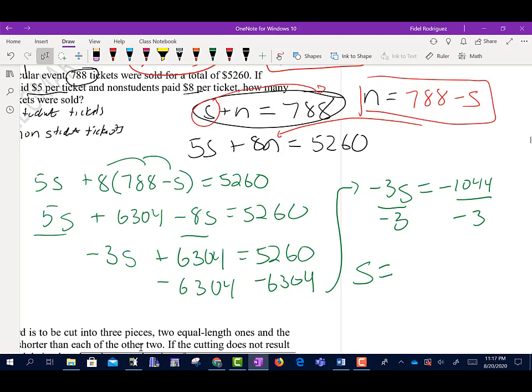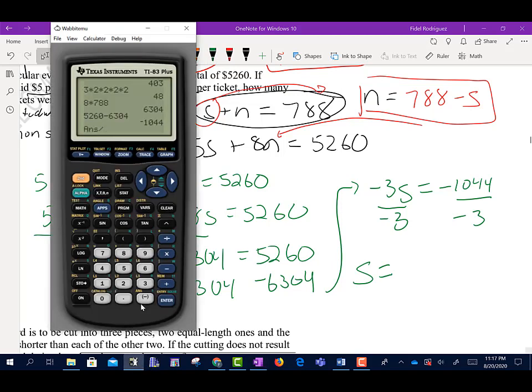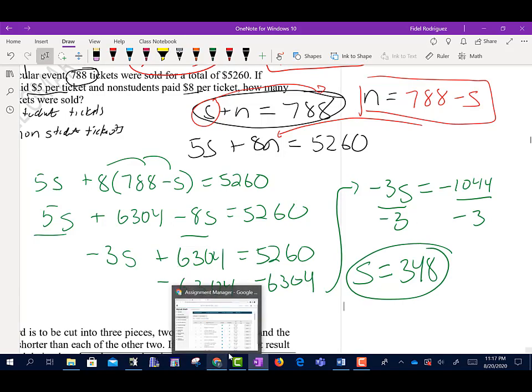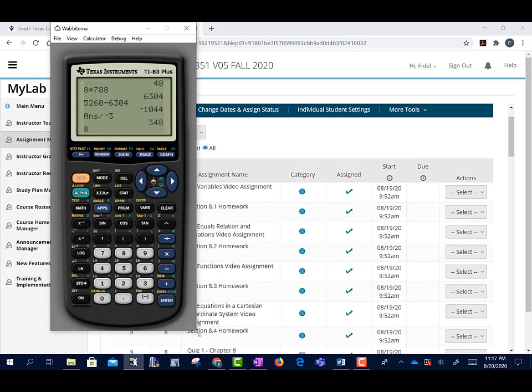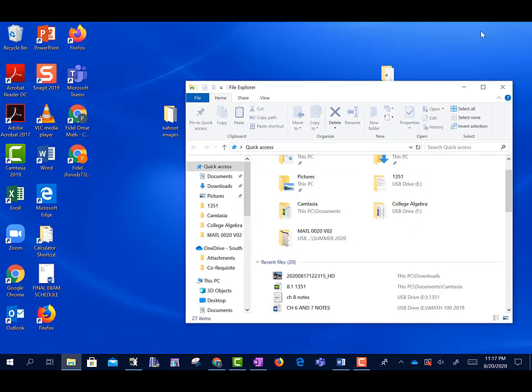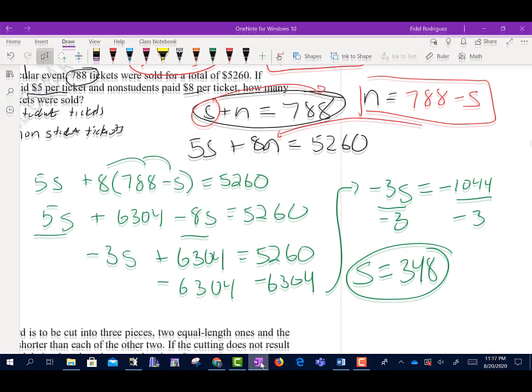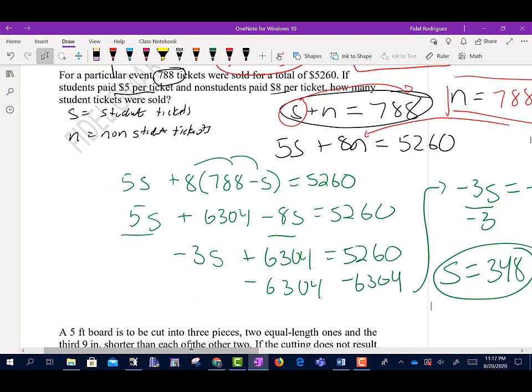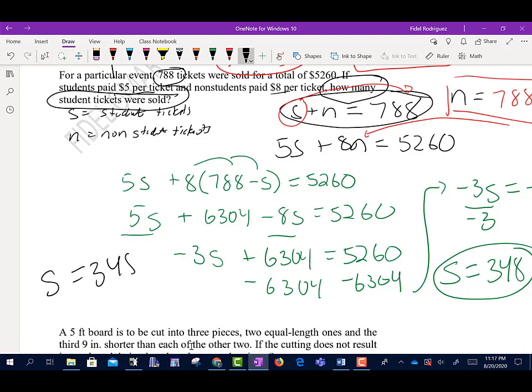So let's divide it by negative 3. And S is 348. Now remember what S stood for? Oops, sorry. Let's bring this down, because we don't need to come back to this. Here we go. The question was asking me to find how many student tickets were sold, and we found that to be 348, right?